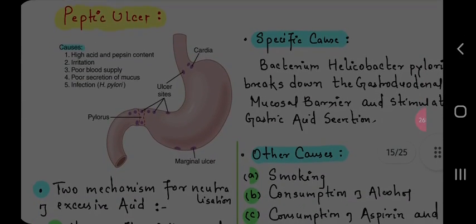Peptic ulcer. Causes include high acid and pepsin content, irritation, poor blood supply, poor secretion of mucus, and infection with H. pylori. Ulcer sites include the pylorus, the cardiac region, and marginal ulcers.